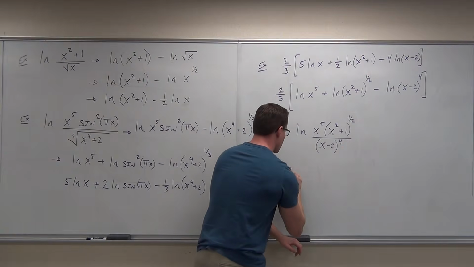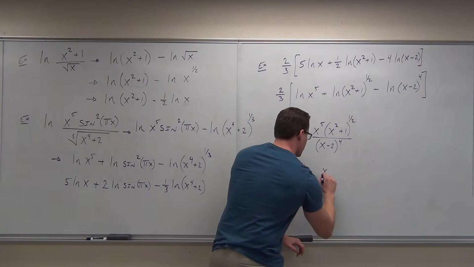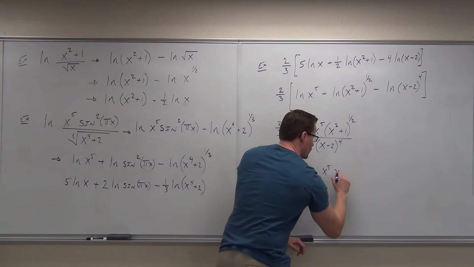So this, our very last step, is ln of x to the 5th, whole bunch of nasty stuff.